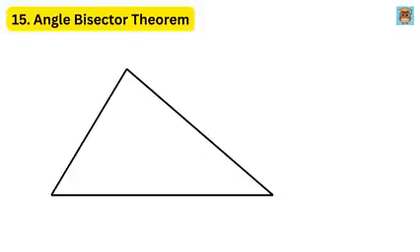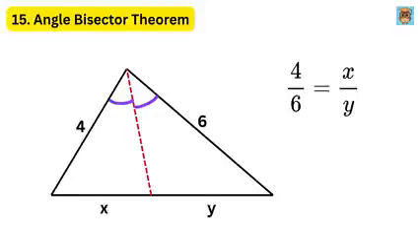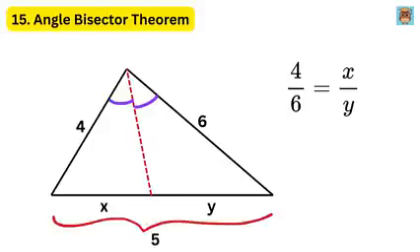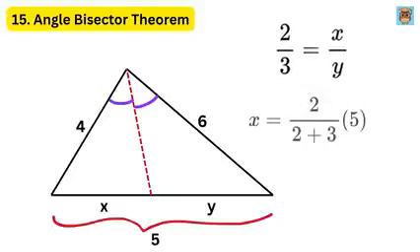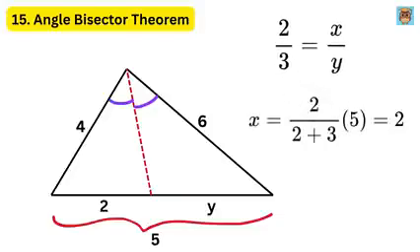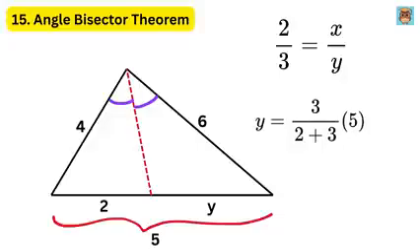Imagine a triangle with sides 4 centimeters, 6 centimeters, and an unknown third side. If we draw an angle bisector from one of the angles to the opposite side, it will split that side into two parts in the same ratio as the other two sides. Suppose the opposite side is 5 centimeters long. Since the other two sides are in the ratio 4 to 6, which simplifies to 2 to 3, the first segment is 2 divided by (2 + 3) times 5, which is 2 centimeters. The second segment is 3 divided by (2 + 3) times 5, giving 3 centimeters.